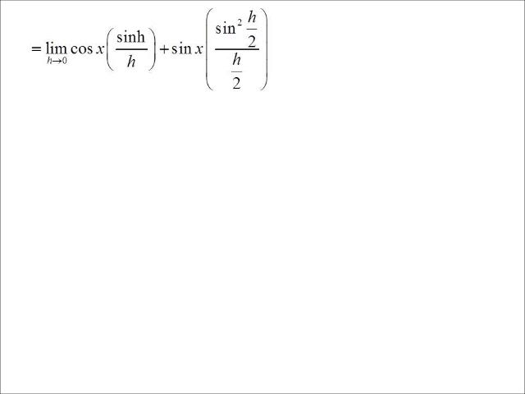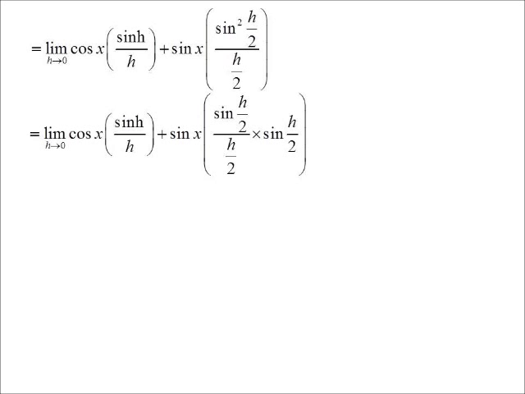So I play around with this a bit more. Sine squared h on 2, on h on 2. I split it up now to be sine h on 2 times sine h on 2 on h on 2, because that's the limit I know. I know that's going to become 1. But as I said to you, the sine h on 2 will actually become 0. So the whole limit is actually 0, not 1, when you have sine squared on top, rather than just sine.